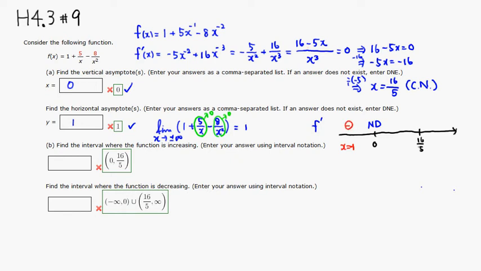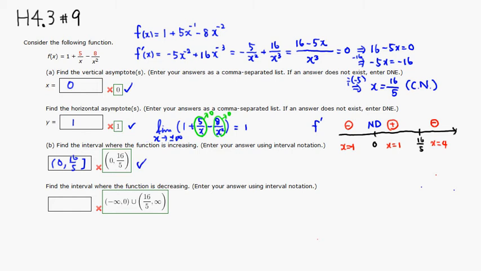We can try anything between 0 and 16 over 5, so I'll try 1. 16 minus 5 is positive, and 1 cubed is positive, so everything is positive here. For anything bigger than 16 over 5, maybe 4: 16 minus 20 is negative, and the denominator is positive, so it's going to be negative here. So we know that it's increasing between 0 and 16 over 5. I think the answer is parentheses, though I would include the 16 over 5. Either way is fine. So we got that.